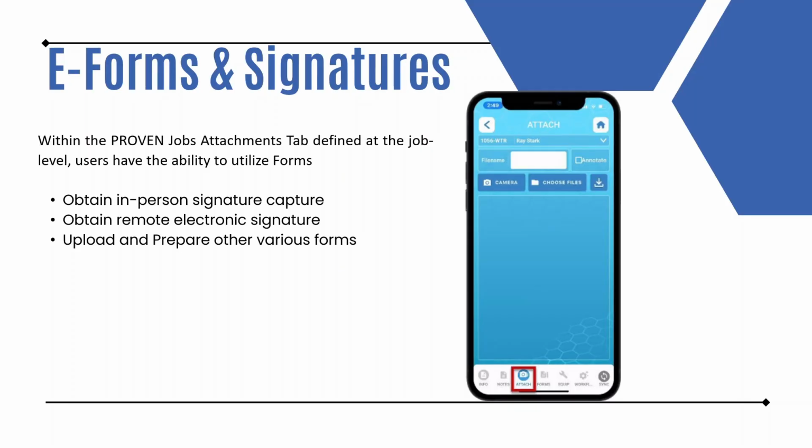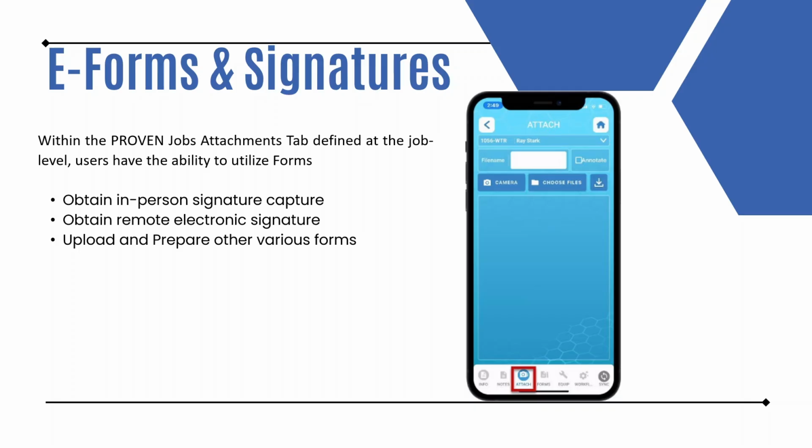Within the Proven Jobs Attachment tab, defined at the job level, users have the ability to utilize forms. These forms have been created within your database by a company administrator. These forms can be utilized for various reasons, such as obtaining in-person electronic signature capture, obtaining remote electronic signature capture, and uploading and preparing various forms that are built in within your specific database.